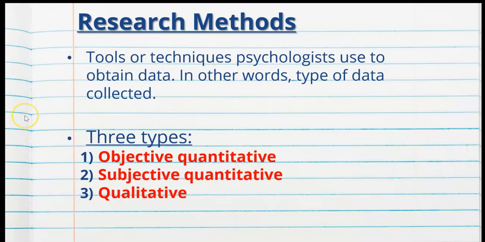This is separate to the designs, which I talked about in a previous video. The design is the way or how the experiment or investigation is set up. The method is the type of data that we obtain from those experiments or observations or qualitative discussions. There are three types of research method in psychology: objective quantitative, subjective quantitative, and qualitative. Let's go into these in a bit more detail.